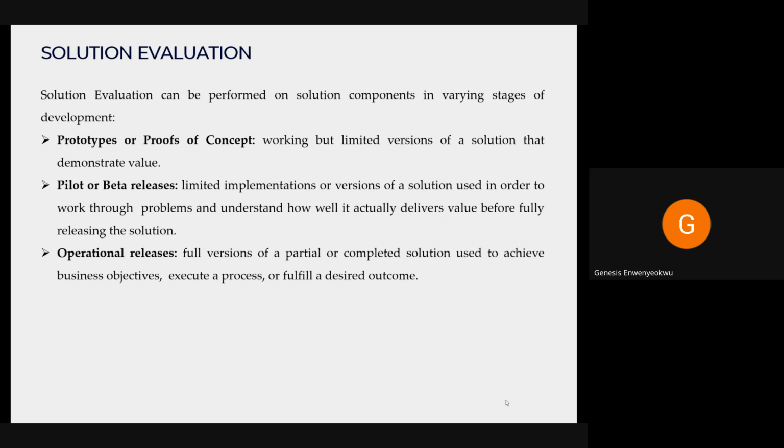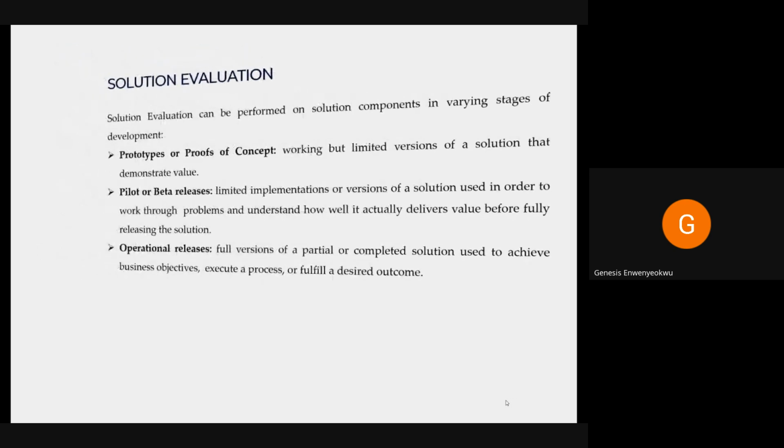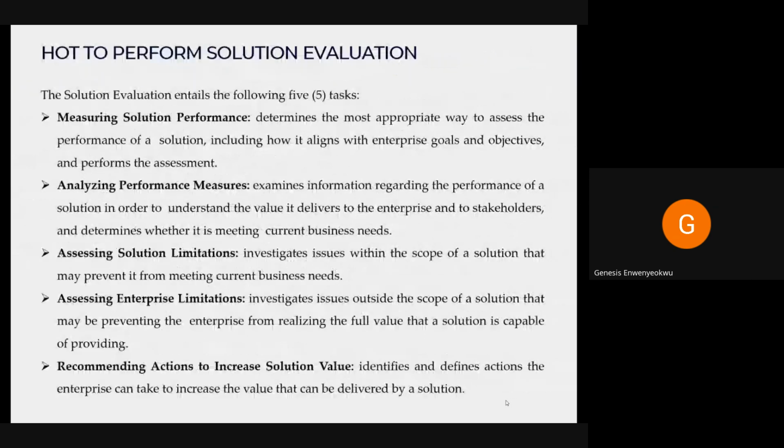So these are the three layers of a solution: the prototype or proof of concept phase, the beta or pilot release phase, and then the operational release phase. Now, as I mentioned earlier, there are 5 key tasks that have been performed under solution evaluation. Number 1 is to measure the performance of the solution. Number 2 is to analyze those performance measures we've been able to collect.